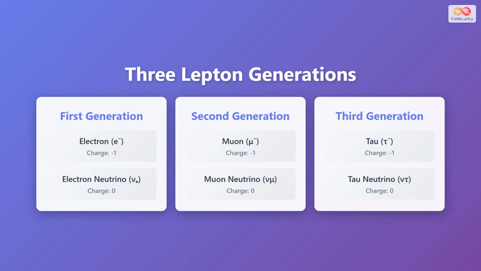Leptons are organized into 3 generations, each with distinct characteristics. The first generation includes the electron, which has a negative charge, and the electron neutrino, which is electrically neutral. The second generation consists of the muon, also with a negative charge, and the muon neutrino with 0 charge. Finally, the third generation contains the tau particle with a negative charge and the tau neutrino, which is neutral. Each charged lepton has an electric charge of -1, while all neutrinos are electrically neutral. This generational structure mirrors the organization of quarks in the standard model.